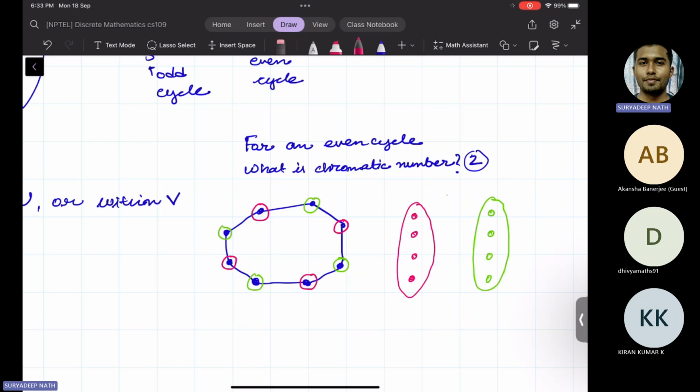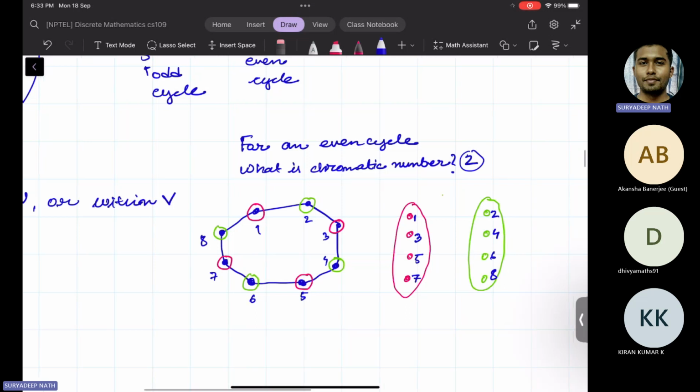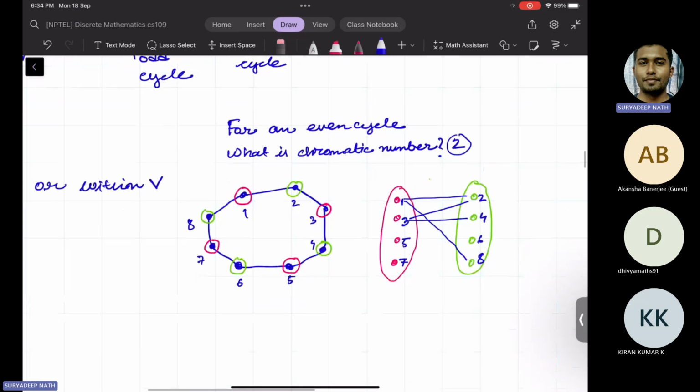So every red is connected to two greens. Let's say I name them 1, 2, 3, 4, 5, 6, 7, 8. So 1, 3, 5, and 7 I put in the red camp, and in the green I have 2, 4, 6, and 8. So I can draw connections from 1 to 2 and 8. Similarly, 3 is connected to 2 and 4. 4 is connected to 3 and 5. 5 is connected to 4 and 6. Similarly, 7 is connected to 6 and 8. So this is the bipartite matching.